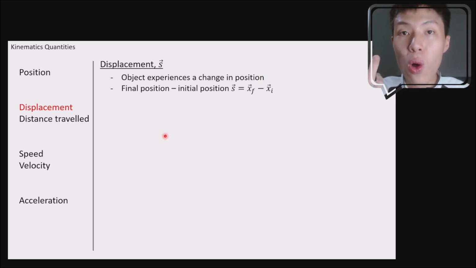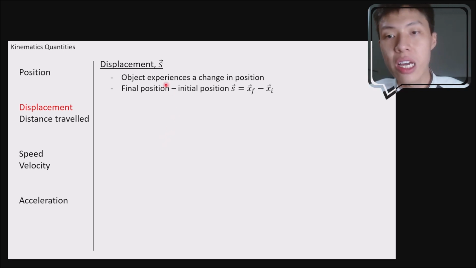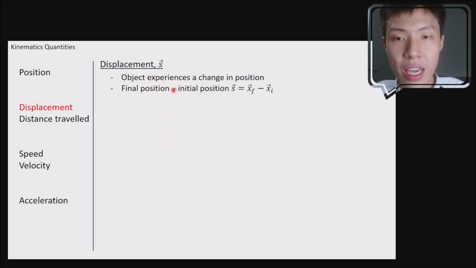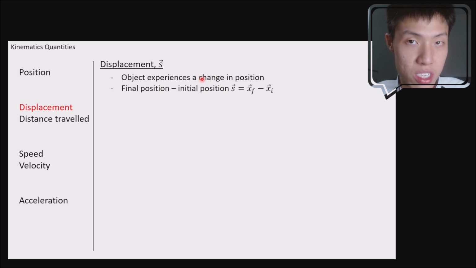So how do we quantify this displacement here? We take the final position and minus the initial position. So as you can see in this equation here, the vector displacement is equal to the vector of the final position minus the vector of the initial position. Position, we have discussed in the previous video.